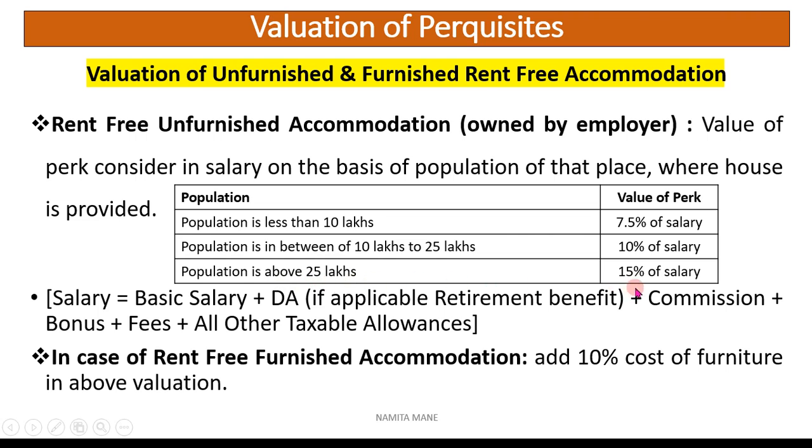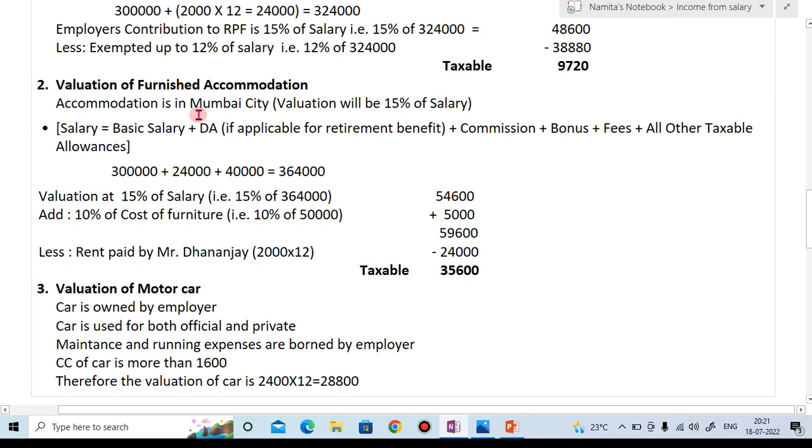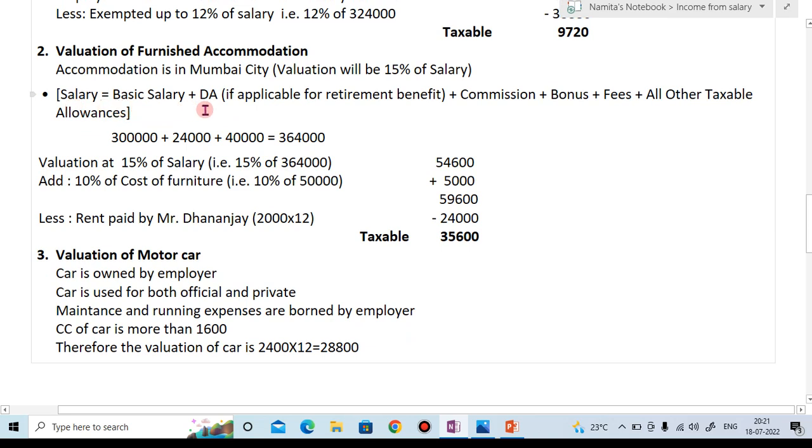So the valuation of this accommodation will be considered at 15% of salary. So for the salary calculation in the case of accommodation, this is the method. Okay, this is the formula you have to use for the calculation of salary only in case of accommodation. Now, accommodation is in Mumbai city, hence the valuation will be 15% of salary. For calculation of salary in the case of accommodation, whether furnished or unfurnished, the salary will be basic salary plus DA if applicable for retirement benefit, plus commission, plus bonus, plus fees, plus all other taxable allowances.